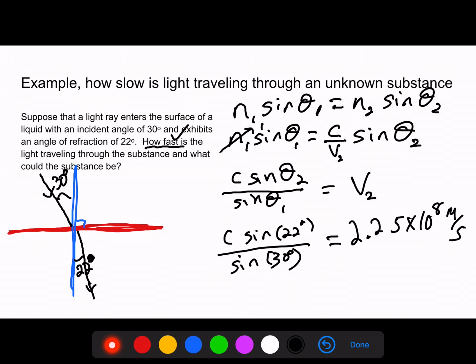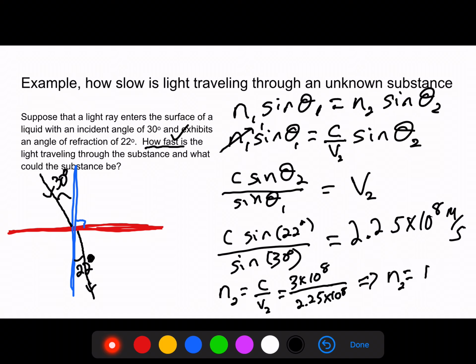Okay, so that answers the first part of the question of how fast the light is traveling through the substance. Now, for the second part, I want to figure out what the substance could be. So I'm going to go back to the index of refraction, n2, and remind myself that this is c divided by v2. If I plug in 3 times 10 to the 8 divided by 2.25 times 10 to the 8, I should find that the index of refraction for this unknown substance is approximately 1.33.